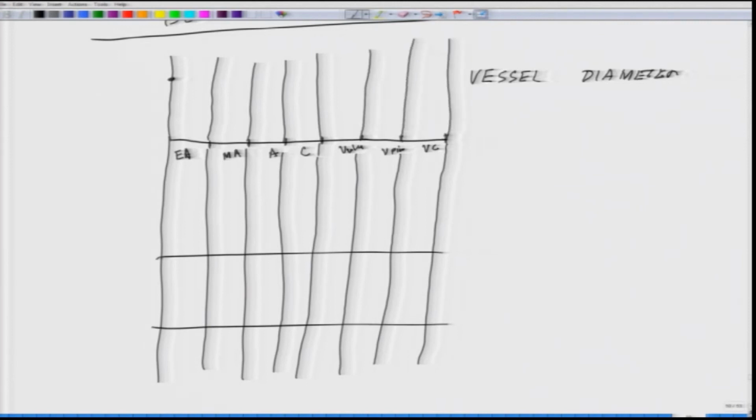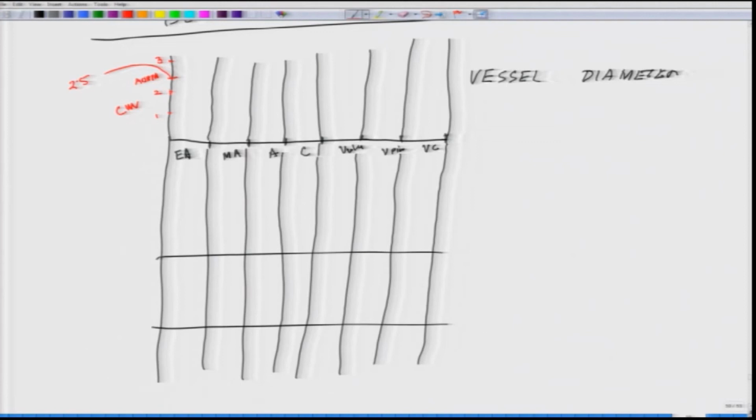Now, in terms of the vessel diameter, the way it changes, these are in centimeters. Approximately 2.5 centimeters is where the aorta is. If this is 2.5, this is say 1, 2, 3.